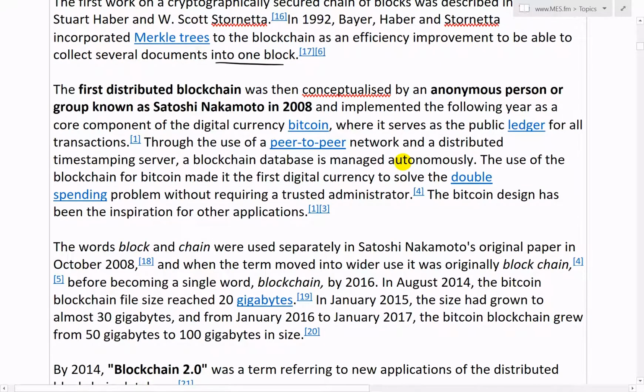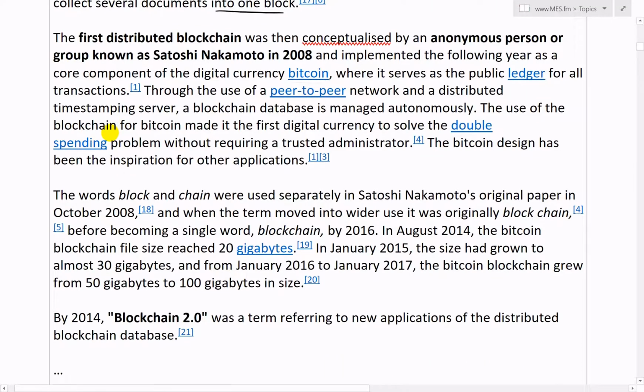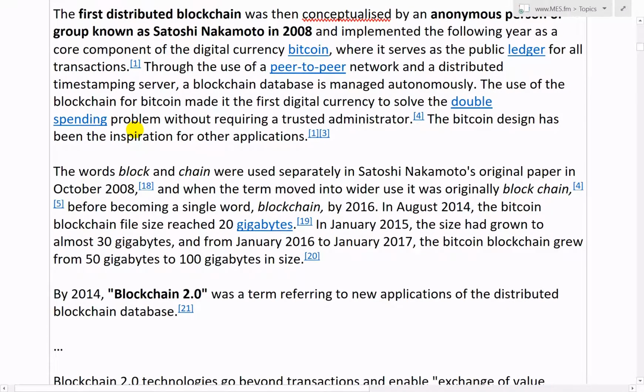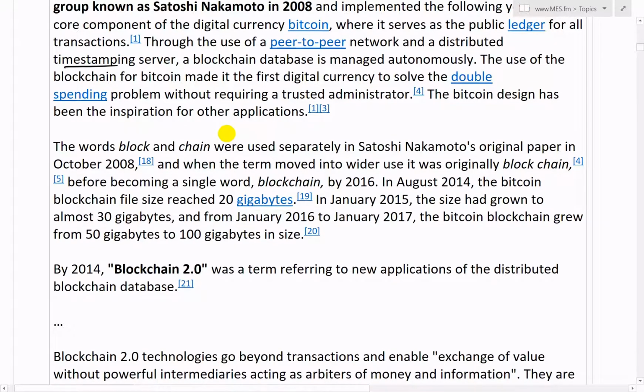The first distributed blockchain was then conceptualized by an anonymous person or group known as Satoshi Nakamoto in 2008 and implemented the following year as a core component of the digital currency Bitcoin, where it serves as a public ledger for all transactions through the use of a peer-to-peer network and a distributed time-stamping server. A blockchain database is managed autonomously. The use of a blockchain for Bitcoin made it the first digital currency to solve the double spending problem, which is ensuring that you don't have duplicates of any block or currency or coin. Yeah, so it overcame the double spending problem without requiring a trusted administrator like a mint or a bank.